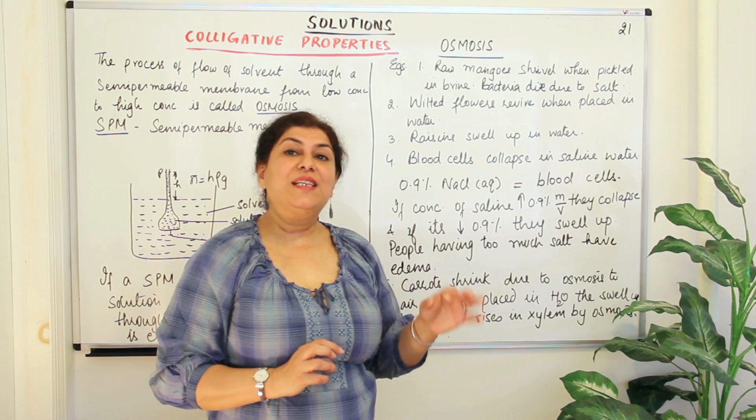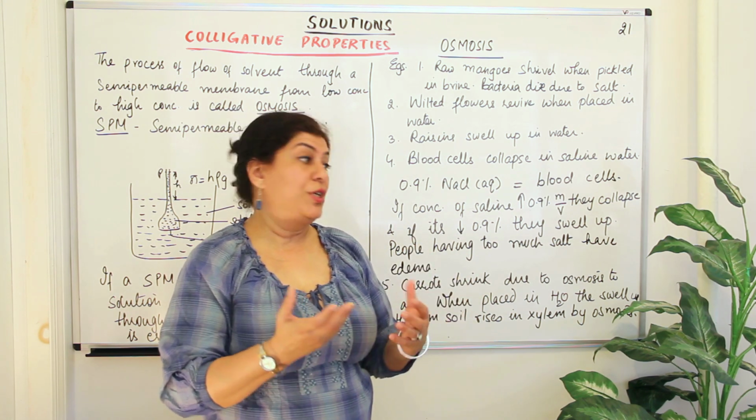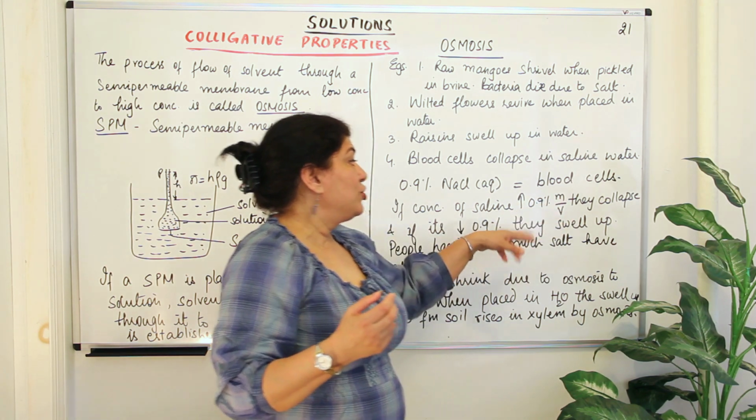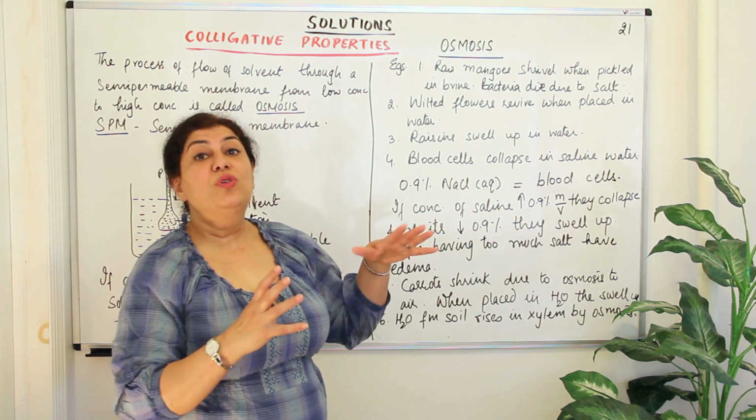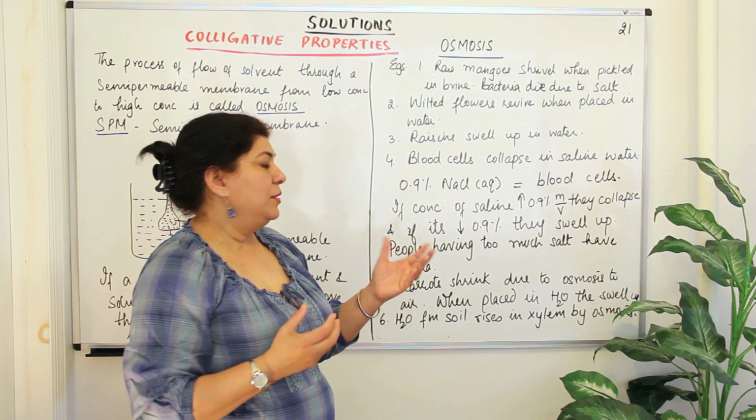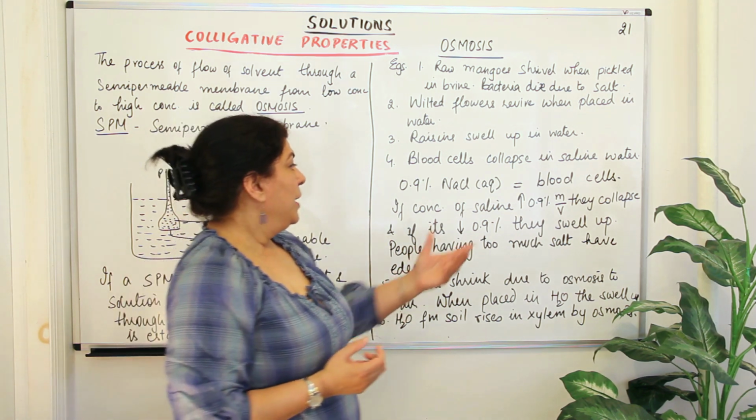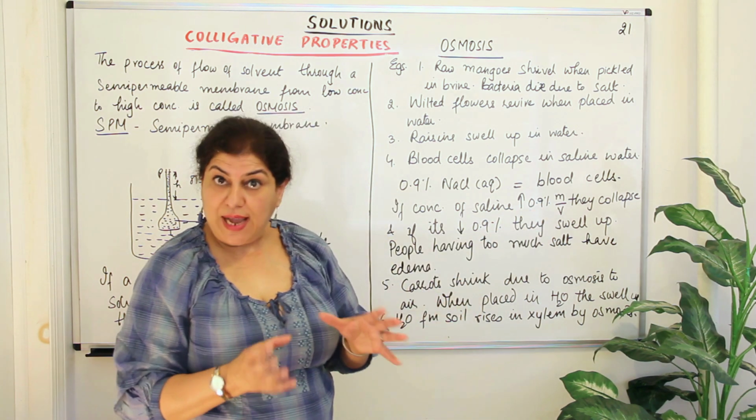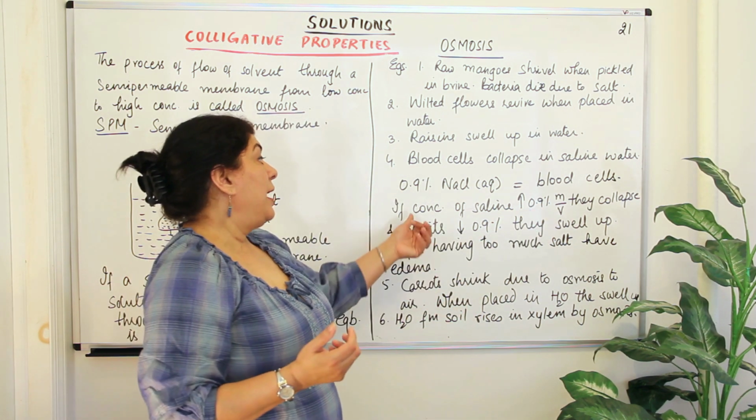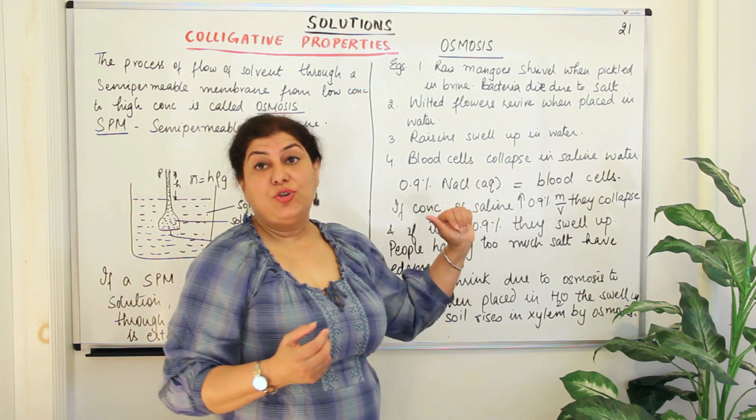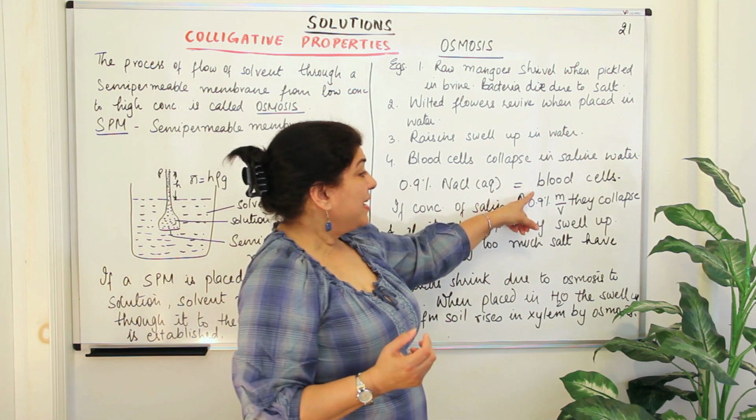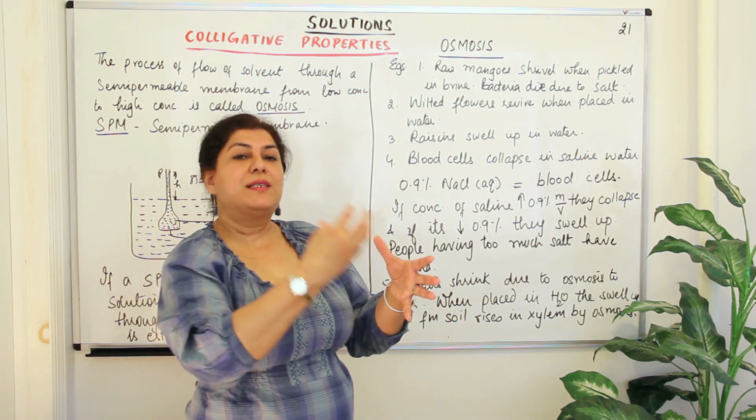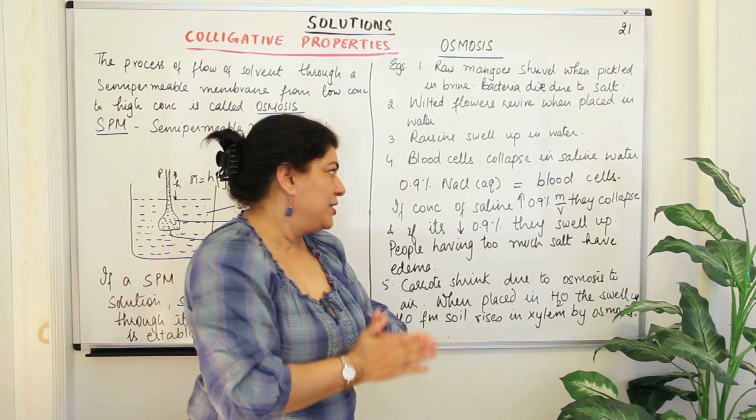The different ways in which we report concentrations, I would suggest you watch that video if you don't understand that. It is the mass of the solute upon volume of the solvent into 100. That is the mass over volume percentage. So with a mass over volume percentage of 0.9%, if you have that concentration of solution, then the blood cells do not collapse. But if it is higher than that, then the water from the blood cell will start moving out, and the blood cell will collapse.